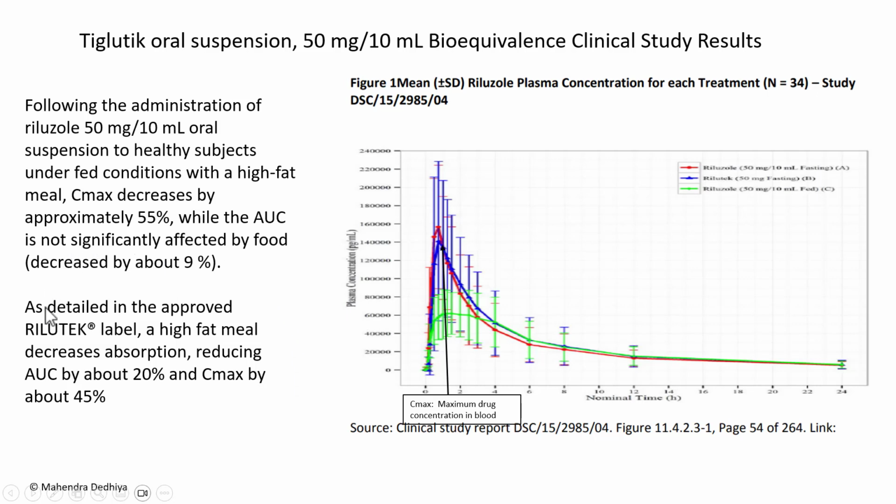Based on this type of information, FDA will approve the drug for commercialization. These types of studies are commonly done for suspension products where they are compared to an existing commercial tablet product or a capsule product.